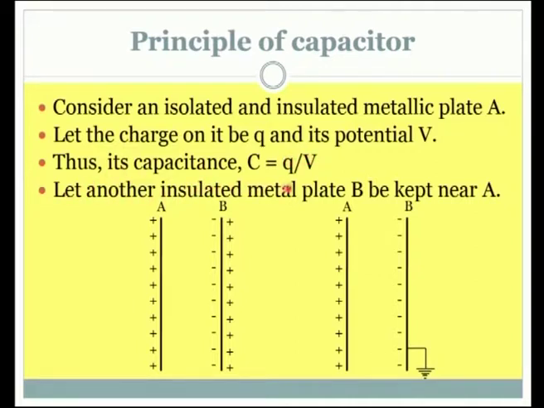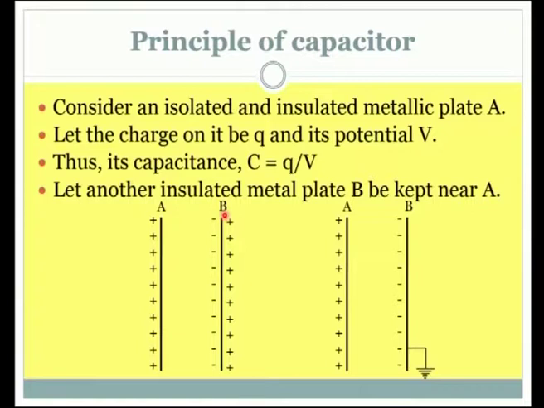Let another insulated metal plate B be kept near A. So, this is an isolated plate which is given a positive charge. Keep this in mind, this positive charge is placed on it. It is not due to induction or anything. We purposely place the positive charge on the plate A. Now, we keep another insulated plate B here, which is neutral. We do not have any charge, but because of the induction, on this side the negative charges will appear because the positive charge will attract them, and this side will have the positive charge, right.